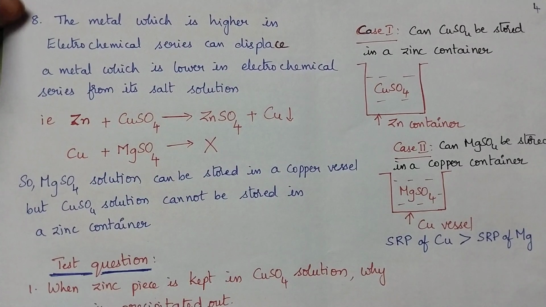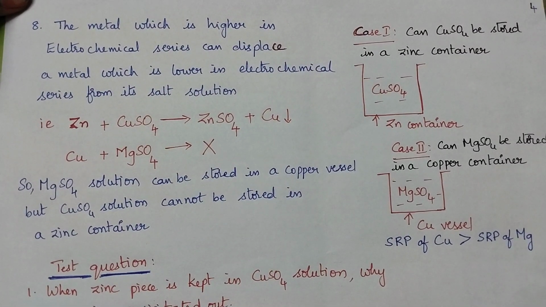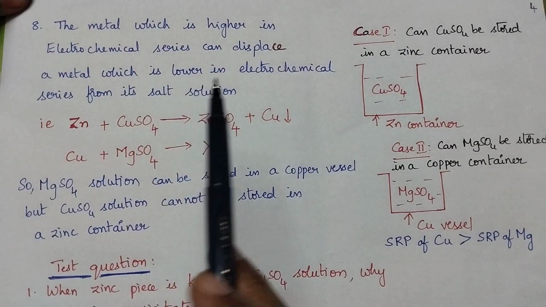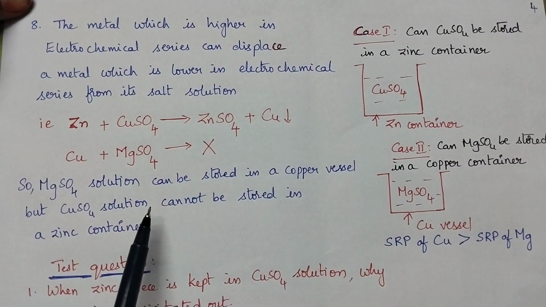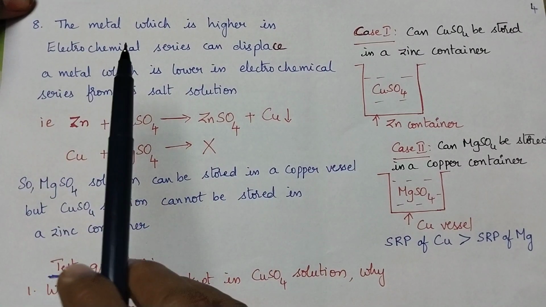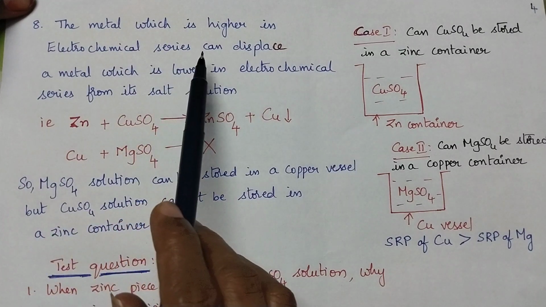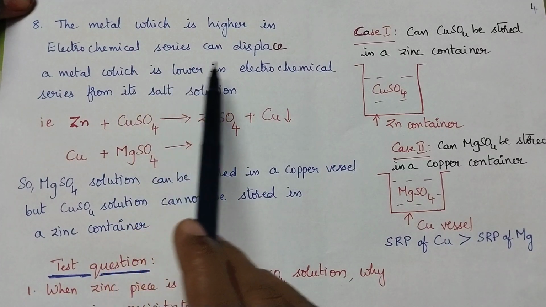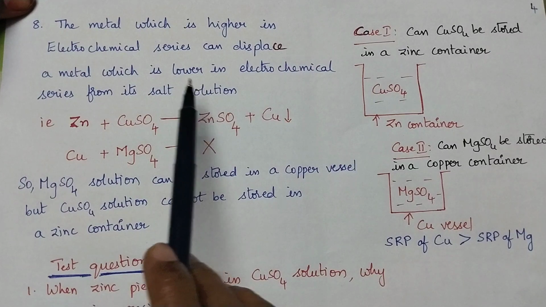Coming to another application, it is possible to predict the displacement tendency of a metal with another metal from its solution. That means if the metal is higher in the electrochemical series, it can easily displace a metal which is lower in the electrochemical series from its salt solution.